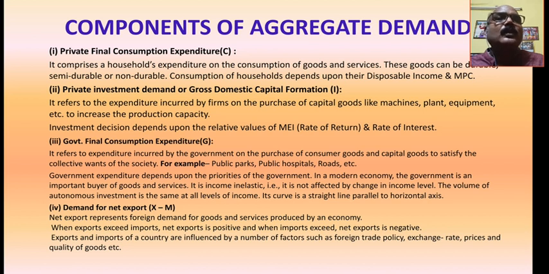सो फॉर एग्जांपल हम कह सकते हैं पब्लिक पार्क बनाना, public hospital, then government school, road, national highway, dam. So, all these are the expenditure on which heavy expenditure is required and that is made by the government. So, government expenditure depends upon the priorities of the government. In a modern economy, the government is an important buyer of goods and services.